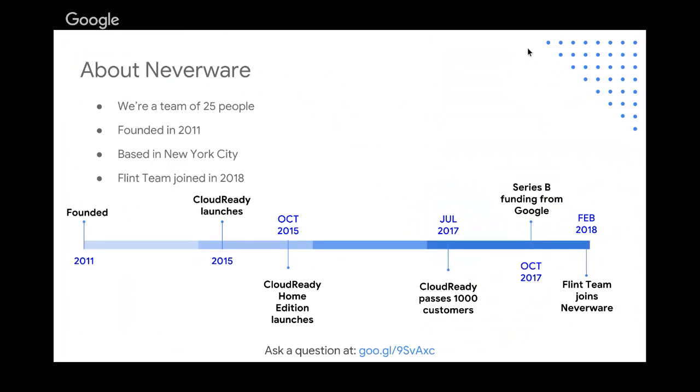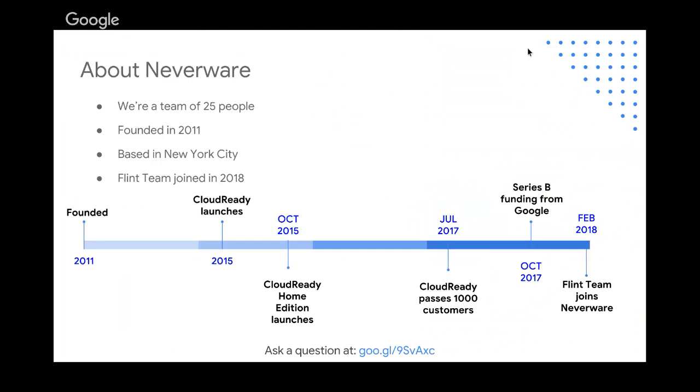So about Neverware. We're a team of about 25 people now. Most of those are actually in the development team. We've got about 15 people in the QA and development team based in New York. There's a lot of work that we do on the device drivers and all that type of stuff. And we've got some great guys as well in support based out of New York, as well as the operations team.